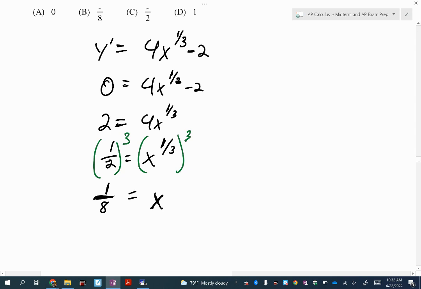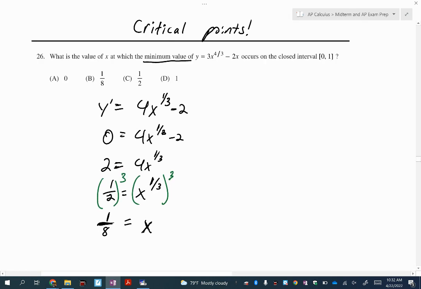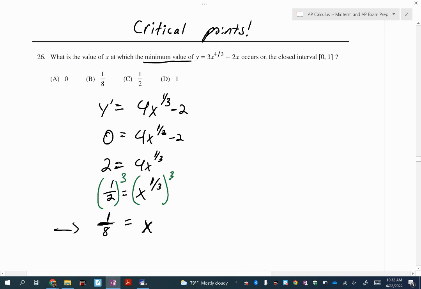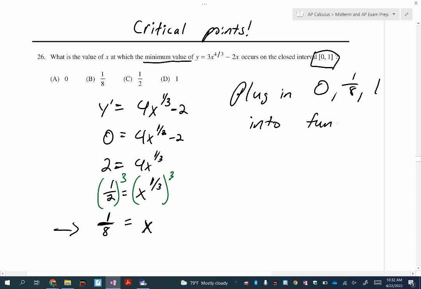Now hold on. I didn't say this was the answer. I said this could be the answer. You could have a critical value like a maximum or a minimum at this value. But because we're focused on this interval, you need to plug in 0, 1/8, and 1 into your function, and see which one has the lowest value. Why did I say lowest value? Because we're looking for the minimum. So looking for the lowest y value.